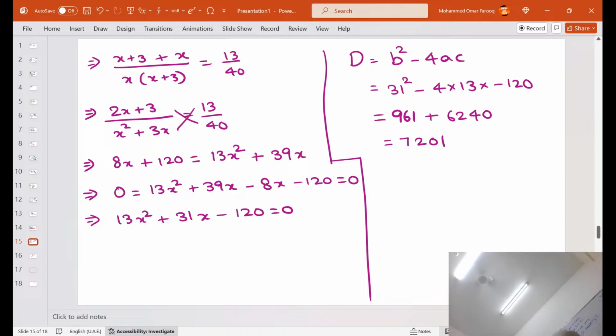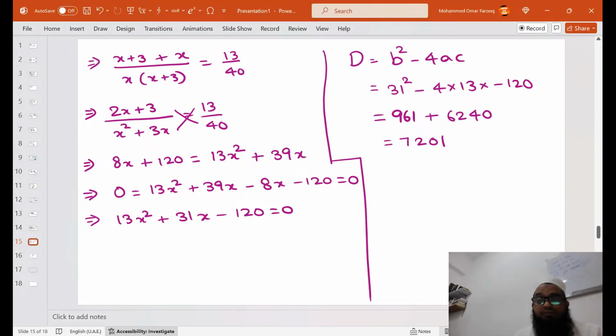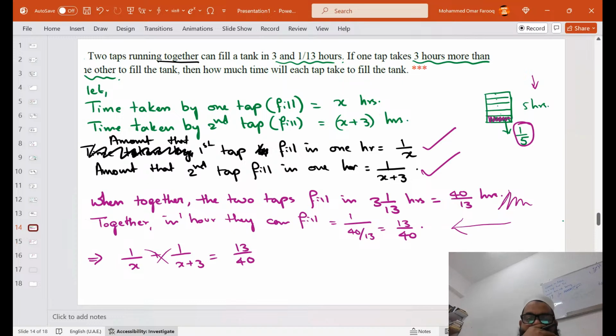So is there any square root of this one? Square root of 7,201? No. Then we are doing some mistake. Let me check this answer. Let me check whether we have done it or not.